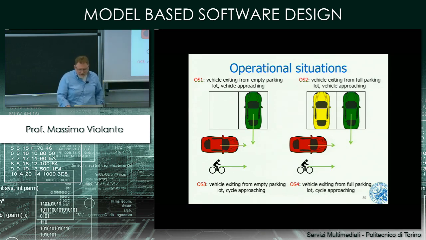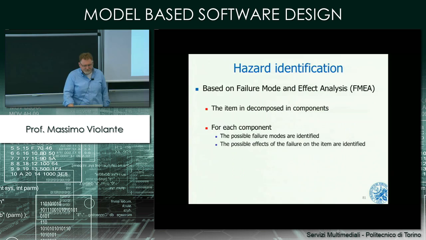Okay, so let's imagine that this is enough. Then, which are the hazards that we have to take care of? There are many ways of doing things. You can have the negation of the provided functionality, that is, the item does not provide the functionality when required, or the item provides the functionality when not required. This is a very simple approach. Or you can have a more structured approach.